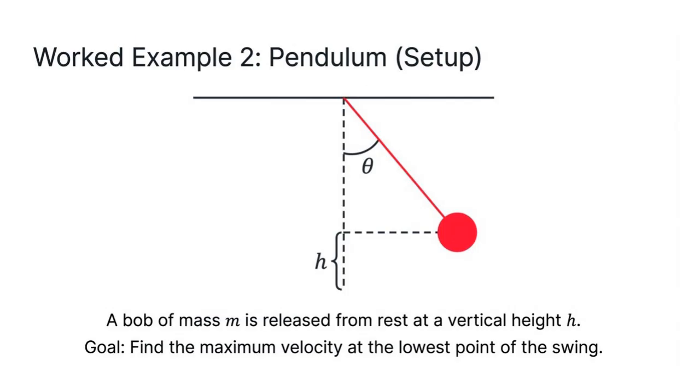Let's look at this pendulum setup where a bob with mass m is held at rest at a certain height h, displaced by an angle theta from the vertical. When released, the bob will swing down due to gravity, and our goal is to find its maximum velocity at the lowest point in its path. This involves understanding how the potential energy from the height converts into kinetic energy as it swings, allowing us to calculate the speed it reaches at the bottom of the arc.